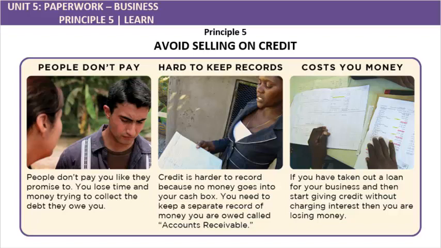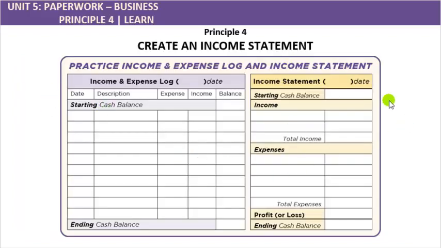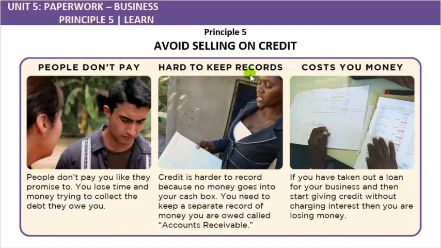So as you start keeping your business income and expense and the income statement, where would you keep this? Because you've not received the money, it's not actual. This place is for actual money that you have really spent, and money that you've really received. It is not money that you expect, it's something you are just thinking about receiving. That is not real money. So credit is harder to keep because no money goes into your cash box. You need separate records, so you have to write maybe in another diary or a book or on a chart that people owe you. Do you get it? Because you've not yet received the money.